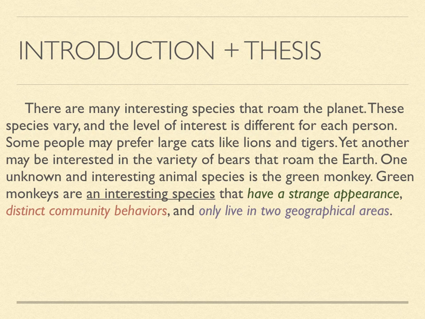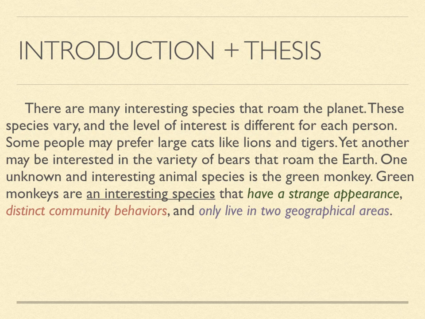Here's my first sentence. There are many interesting species that roam the planet. Pretty general, right? Now I want to start to get a little more specific. These species vary and the level of interest is different for each person. Now I'm going to get even more specific. Some people may prefer large cats like lions and tigers, yet another may be interested in the variety of bears that roam the earth. Okay, now I need to get even more specific and get closer to my topic. One unknown and interesting animal species is the green monkey.